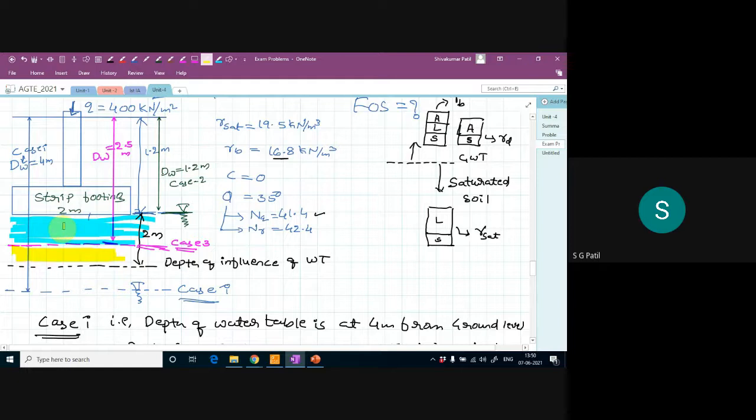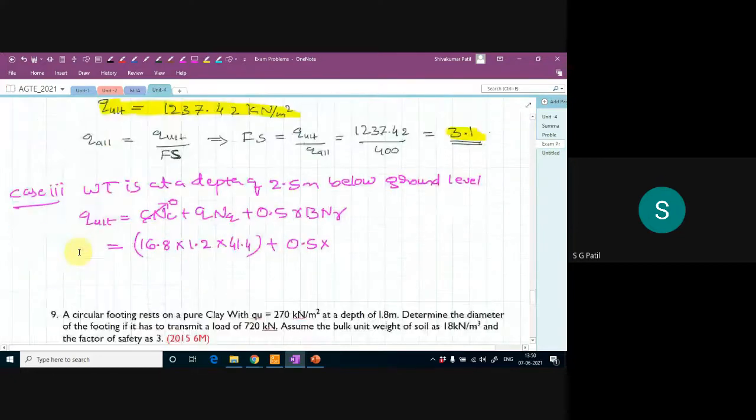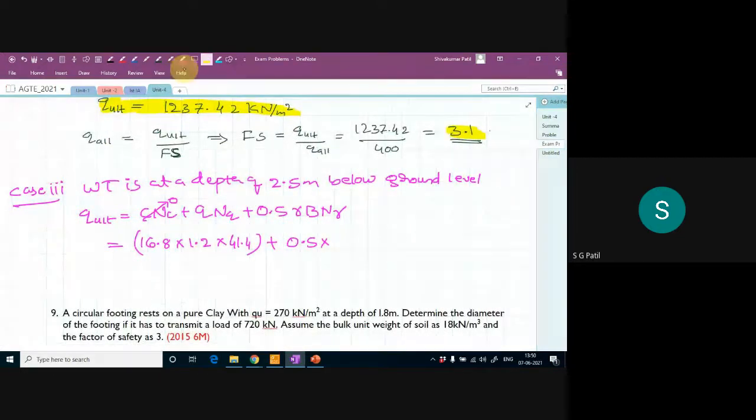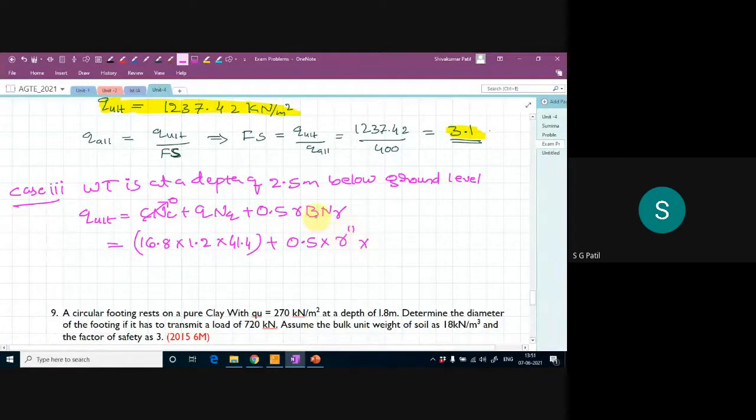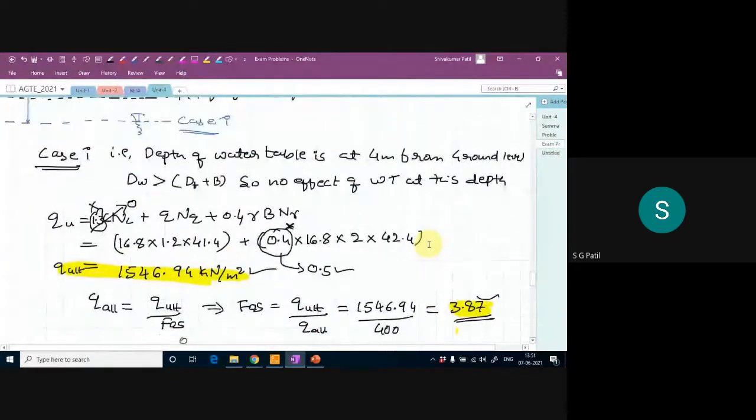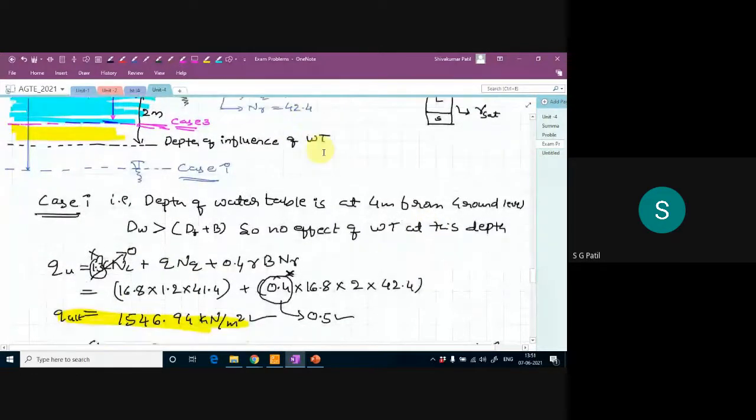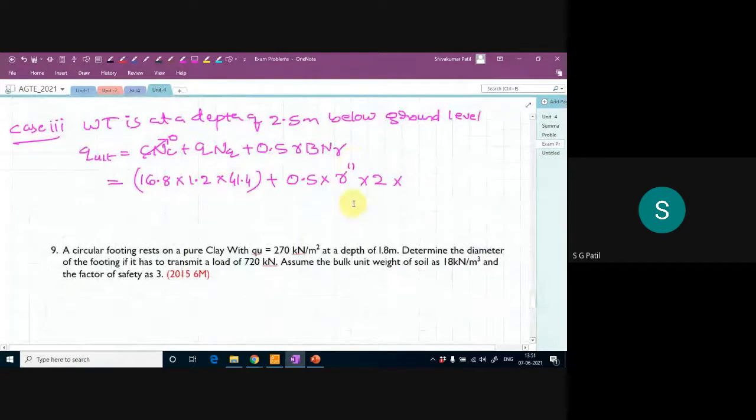So that's why I have to take a weighted unit weight. I will represent that gamma as gamma double dash, the weighted unit weight. So gamma double dash into breadth, which is 2 meter, and your N gamma is how much? N gamma is 42.4.